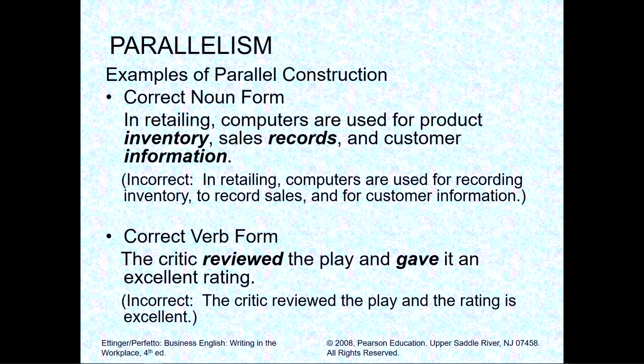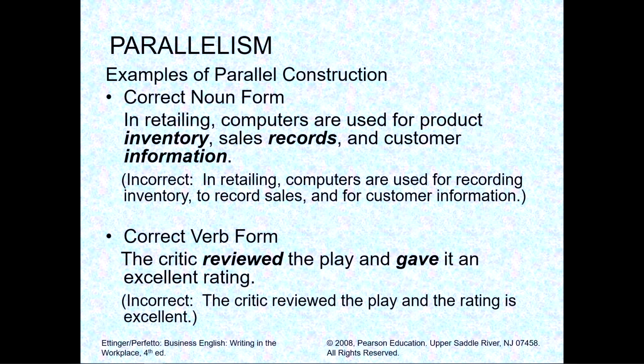I'll even give you another incorrect version. All right, so this is correct. Why? Because you've got adjective, noun, adjective, noun, adjective, noun. Now, that's correct. That's parallelism because you have all three with an adjective and a noun.